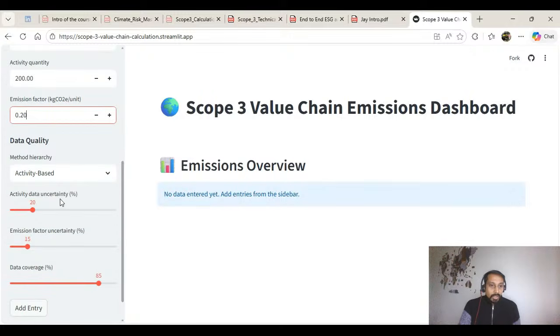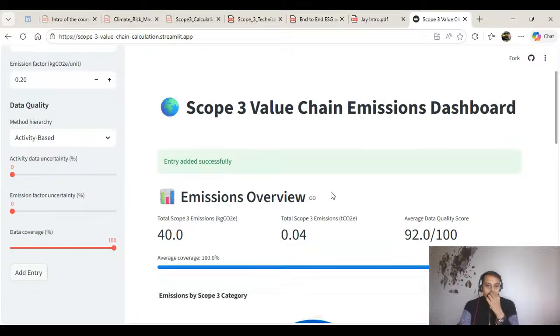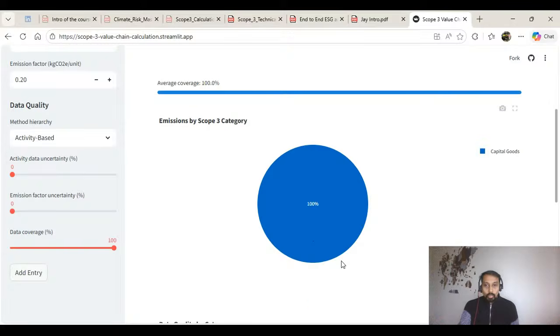And this is the uncertainty for the emissions factors. For the emissions factors data we have good certainty, so we are not taking any uncertainty in this example. Data coverage is good. So here you can see the overall total scope 3 emissions, the total scope 3 average data quality score, and the overall capital goods.